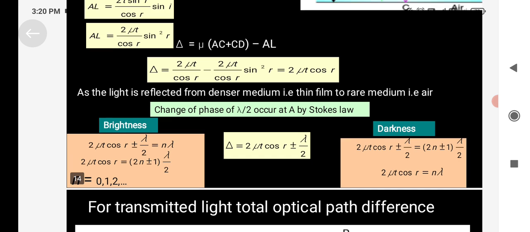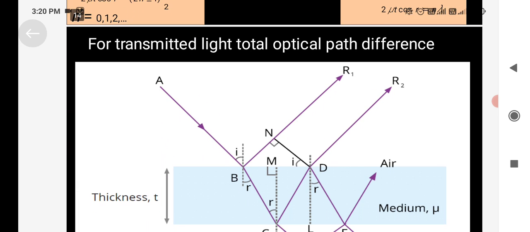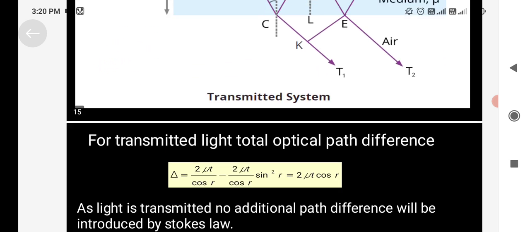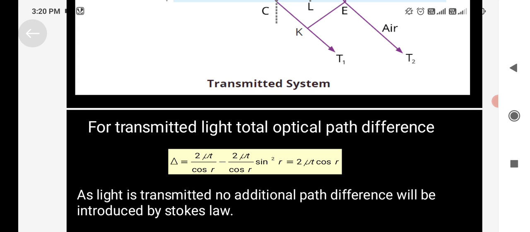And coming to the next point, for transmitted light. Now here we want just the total optical path difference. For transmitted light, the total optical path difference delta is equal to 2 mu t upon cos r minus 2 mu t upon cos r into sin square r. So you will get 2 mu t cos r only. Now the light is transmitted, so by Stokes' law, no additional path difference of lambda by 2 will be added there. So the total optical path difference will be 2 mu t cos r only.